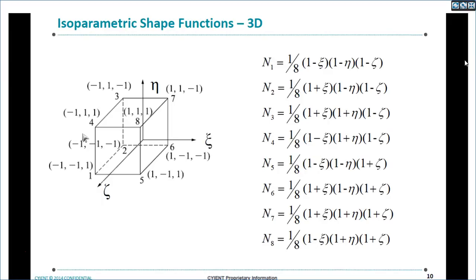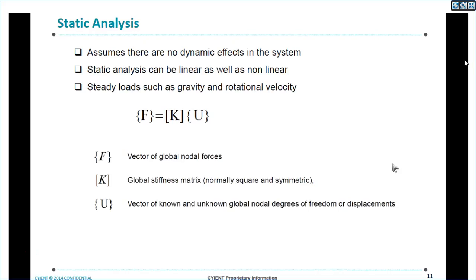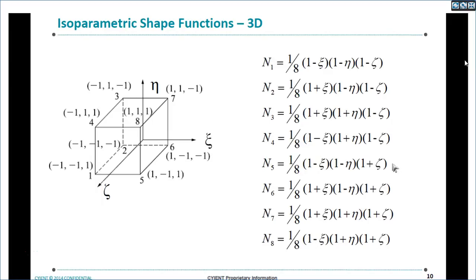Similarly, for isoparametric 3D shape functions, this is a volume element, and we will have 8 corners. So 8 corner nodes will have 8 shape functions. Each corner node will have 1 shape function. So in total, 8 nodes, 8 shape functions. So that completes our shape functions.